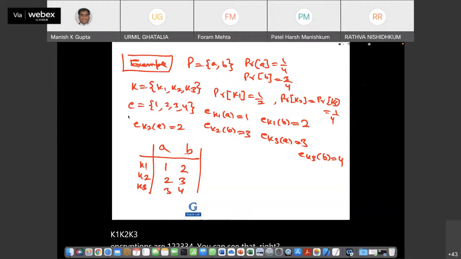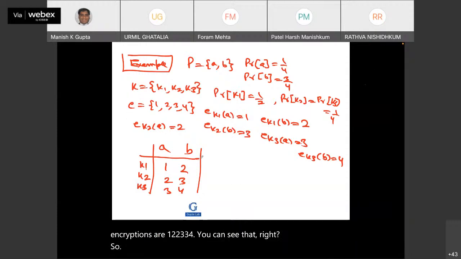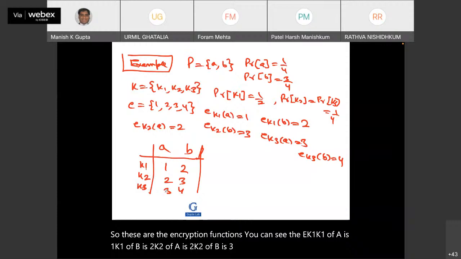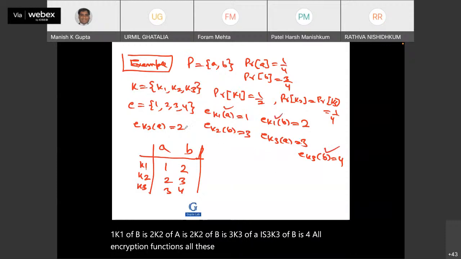These are the encryption functions. You can see e_K1 of A is 1, e_K1 of B is 2, e_K2 of A is 2, e_K2 of B is 3, e_K3 of A is 3, e_K3 of B is 4. All the encryption functions can be written in the form of this encryption matrix.